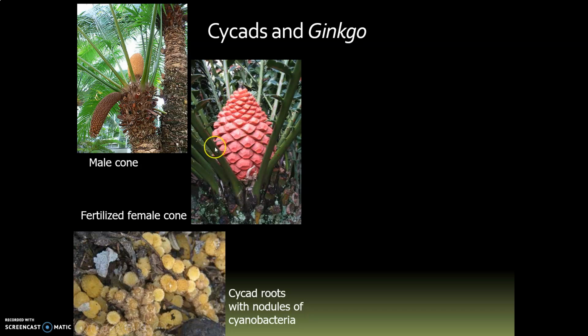This is a more woody pine cone. So this is the one that produces the eggs and the seed. Sometimes they're red. Usually they're not this bright colored, but again, they're formed on top.